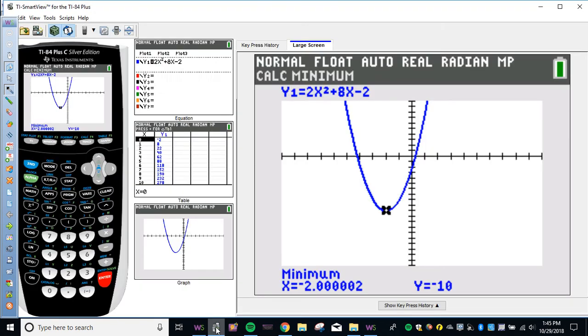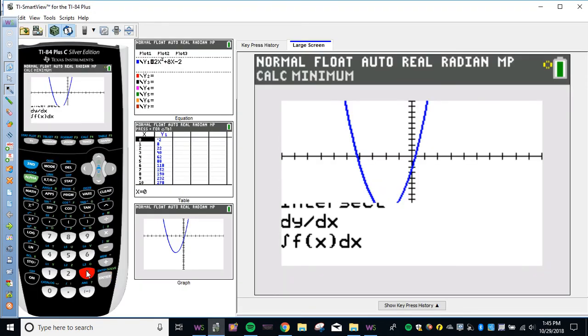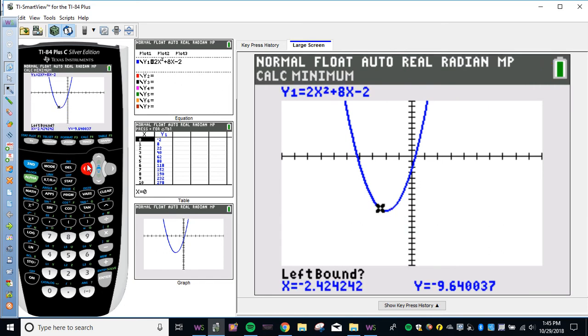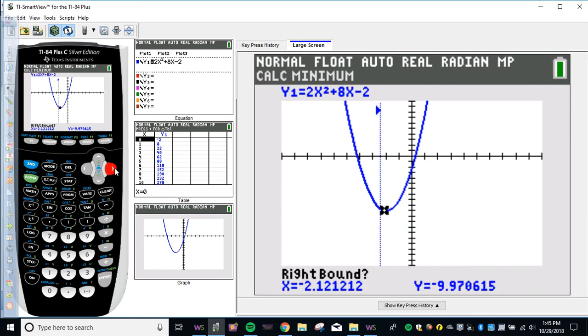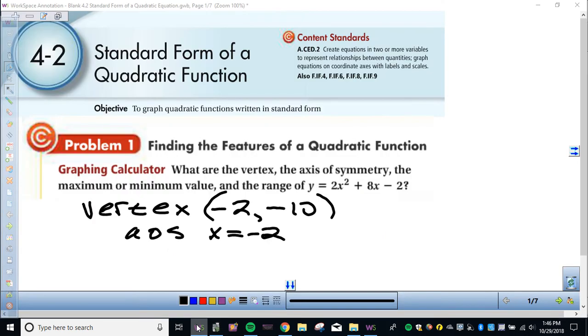To go over that one more time. Second trace, number 3, left bound is on the left side of the vertex, right bound, right side of the vertex. It says guess, enter once more, so -2, -10. Axis of symmetry is the x value of the vertex. That's all. Okay? Question? So what happens if you do the left bound on the right side? You'll get an error message.